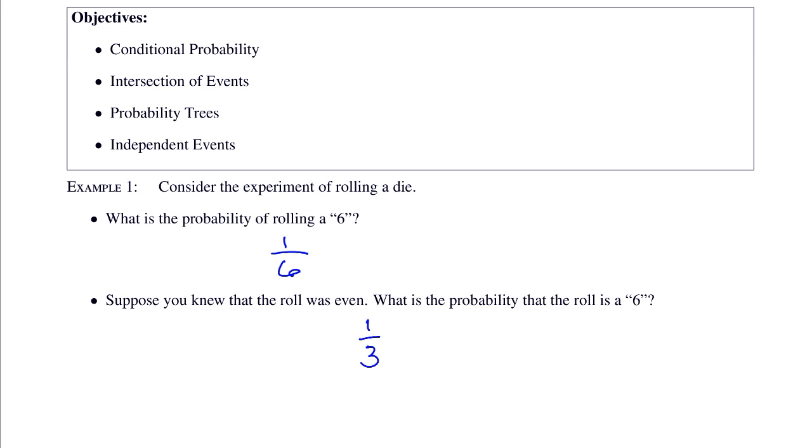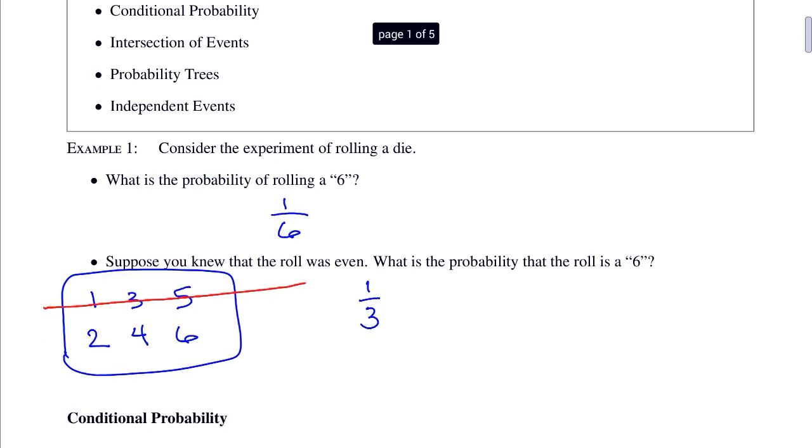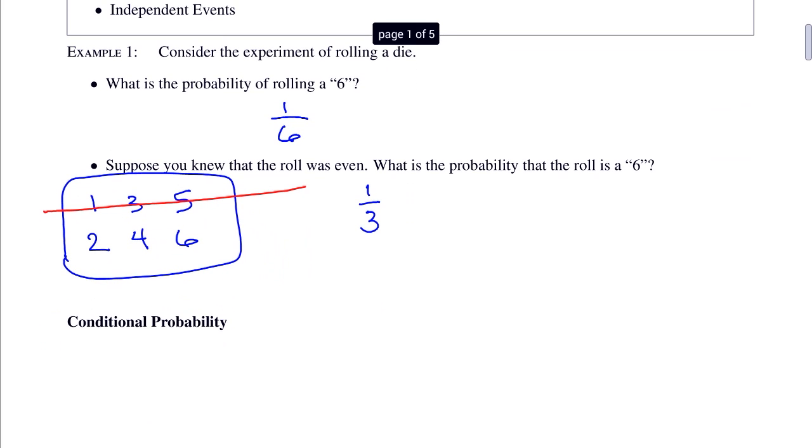Well, because essentially what happened is the following. You had 1, 2, 3, 4, 5, 6 for the sample space. And when I told you it was even, it just wiped out the odd ones. And so now you're dealing with a 1 out of 3 chance of getting a 6. When you are given little pieces of information like that, that is called conditional probability.